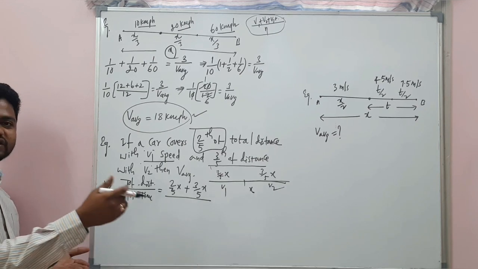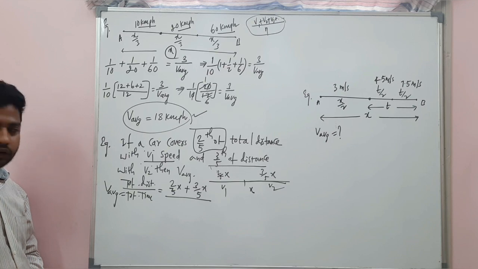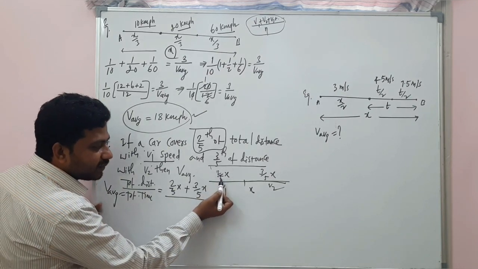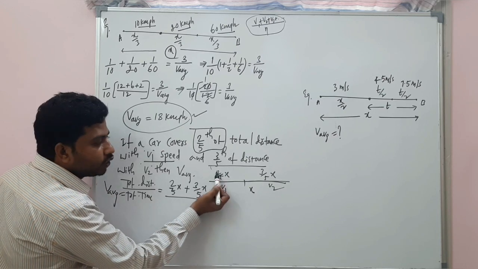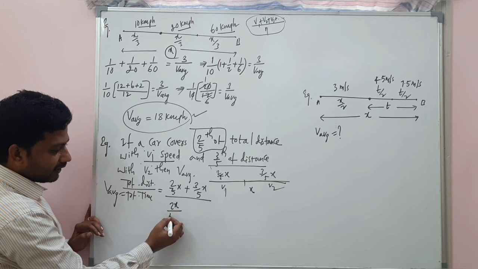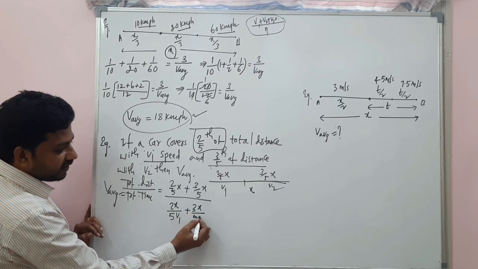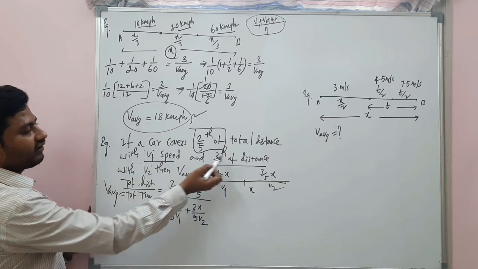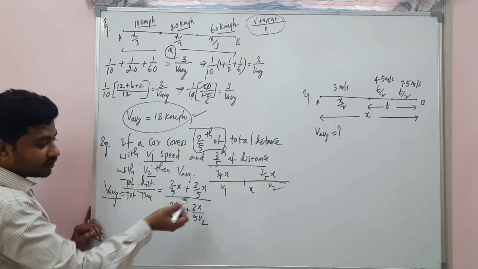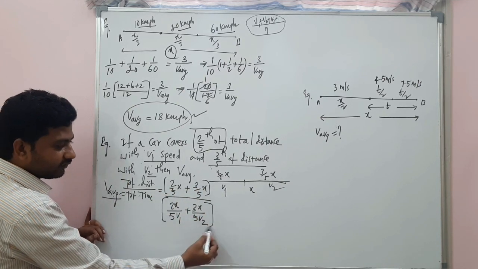Speed is equal to distance by time. Time is equal to distance by speed. Here distance is 2x by 5, speed V1, so time is 2x by 5 V1, plus 3x by 5 V2. V1 and V2 values they have not mentioned, so that means your average speed will come in terms of V1 and V2. No confusions.